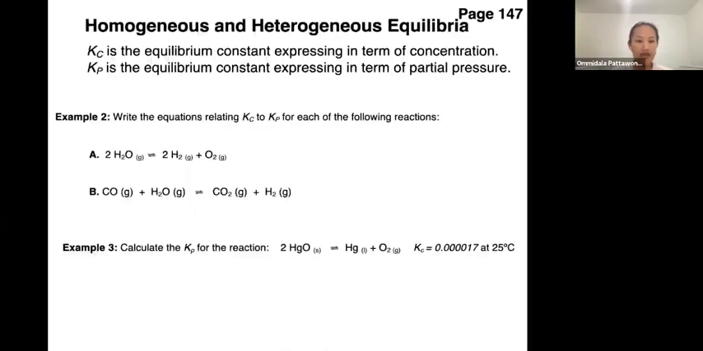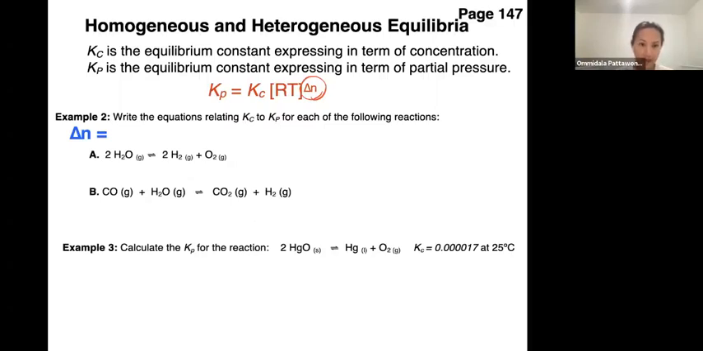Okay, so let's take a look at the relationship between Kc and Kp. We are going to write the equation relating Kc and Kp for the following equations. Let's take a look at A. If I want to write out the equation relating Kc and Kp, we're going to use this equation right here. So in this case, you will need to know the delta N, which is the difference in the coefficients between product and reactant. So you're going to find out the delta N first.